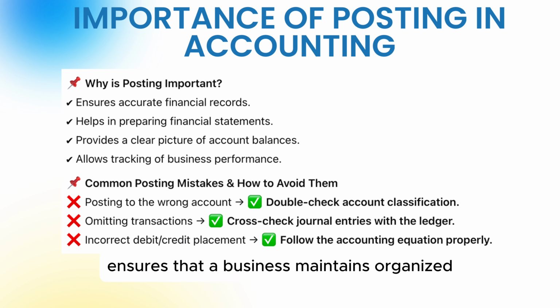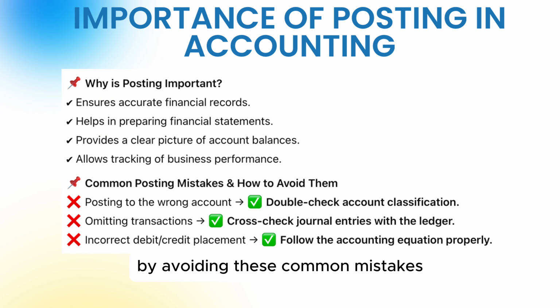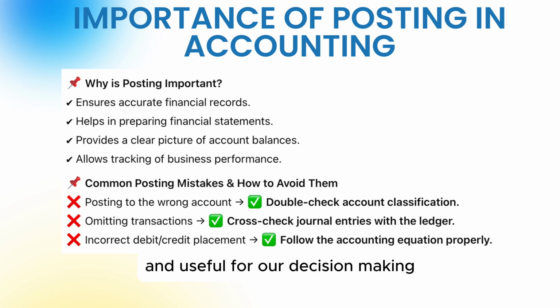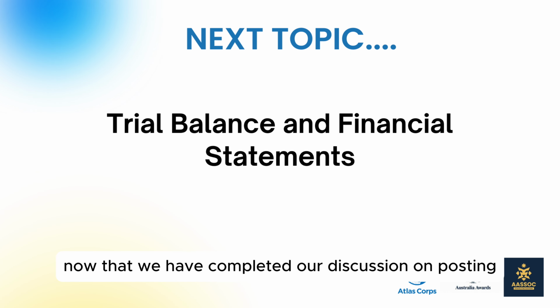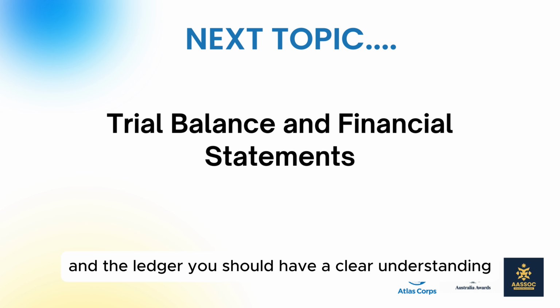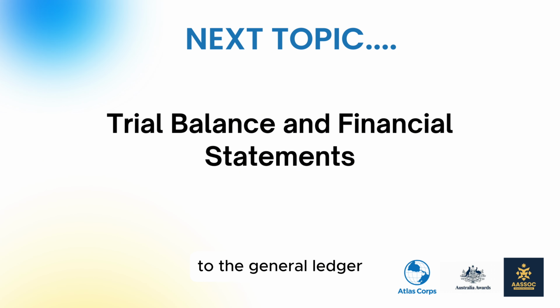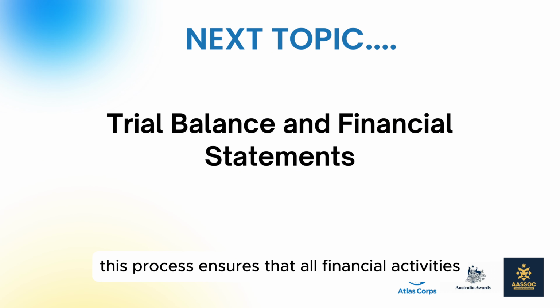Proper posting ensures that a business maintains organized and transparent financial records. By avoiding these common mistakes, we can ensure that the financial data remains reliable and useful for our decision making. Now that we have completed our discussion on posting and the ledger, you should have a clear understanding of how transactions move from the journal to the general ledger. This process ensures that all financial activities are well organized and properly recorded.